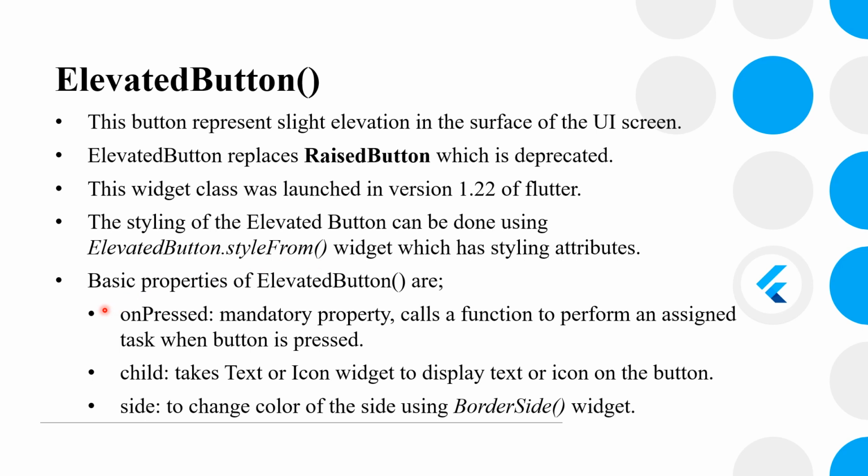The basic properties of elevated buttons are onPressed, which is the mandatory one that calls a function to perform an assigned task when the button is pressed. Another property is child, which takes a text or icon widget to display text or icon on the button. And one more property is side, to change the color of the side using the BorderSide widget.